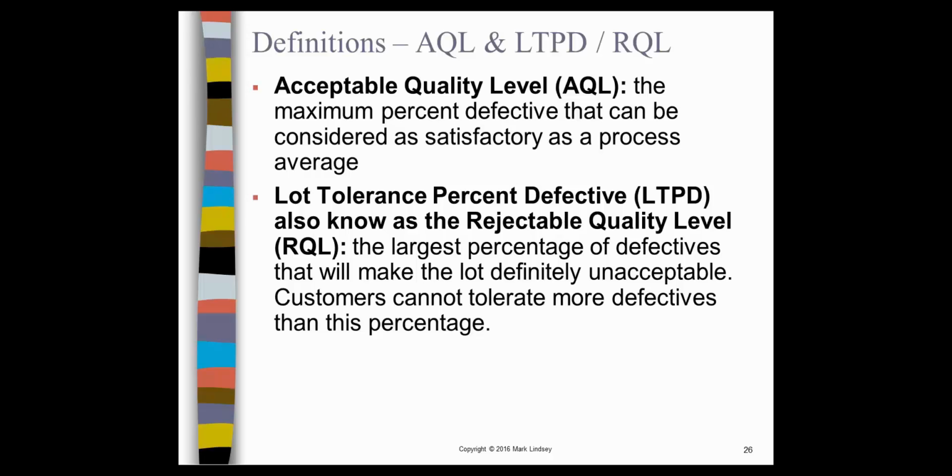percent defective, which is also known as the rejectable quality level. So it's the LTPD or RQL. So this is the largest percentage of defects that will make the lot definitely unacceptable. So your customers cannot tolerate more defectives than this percentage. So AQL is the maximum you'll tolerate, and your LTPD is that where you've crossed that threshold of pain and you're not going to tolerate it anymore and you're going to reject it.